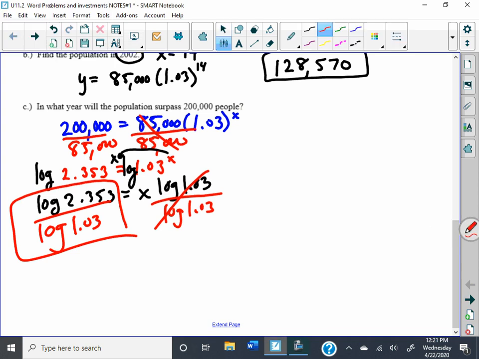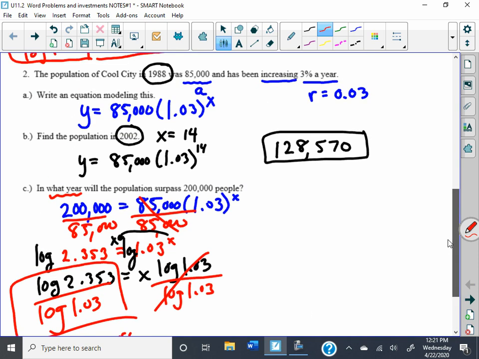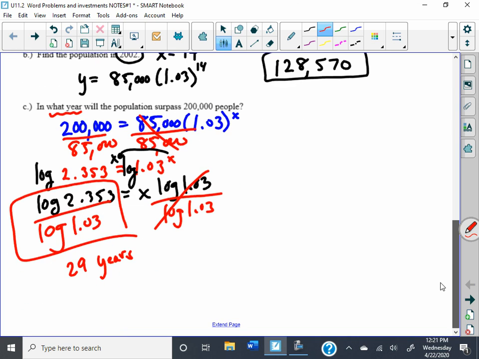All right, so putting that in the calculator, it looks like about 28.948. So if we round it, it's going to be about 29 years. And now the question says, in what year is that going to be? So in 29 years from when the study started, which was 1988, we're going to add 1988 to 29 years. And that's going to be in the year 2017.